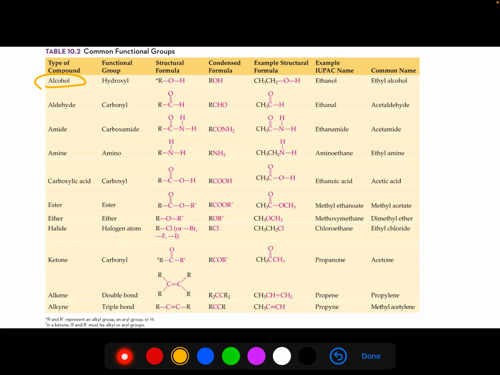And oh, there they are down at the bottom. I lost them. Alkenes, alkynes, and then alkyl halides. And they're right here. They're listed under halides. Those are the ones that you need to know for this chapter.